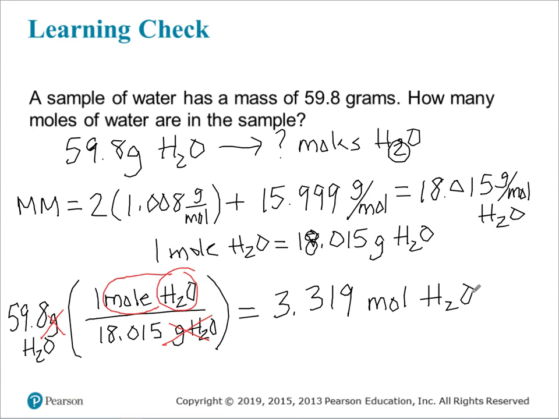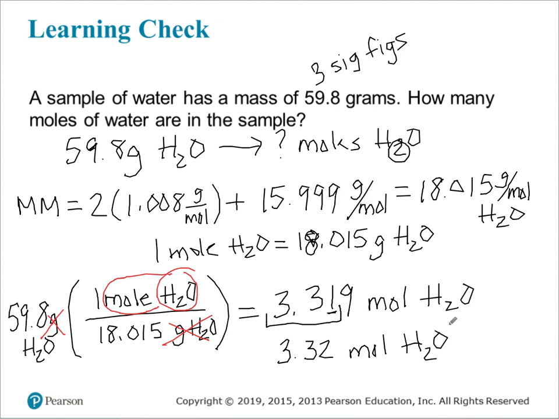Now we need to take into account sig figs. We've got 3 sig figs in our measured amount, so that means we need to have 3. So we need to round this 1 up to a 2. We say 3.32 moles of water. That's it.